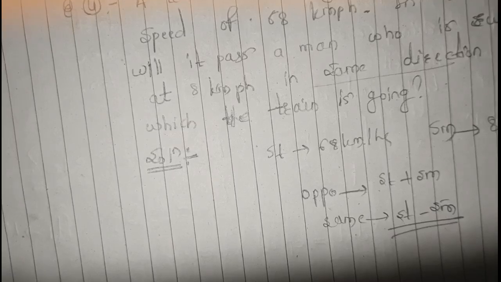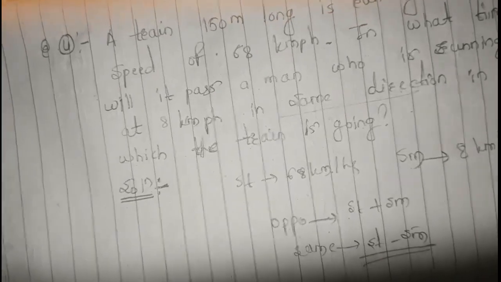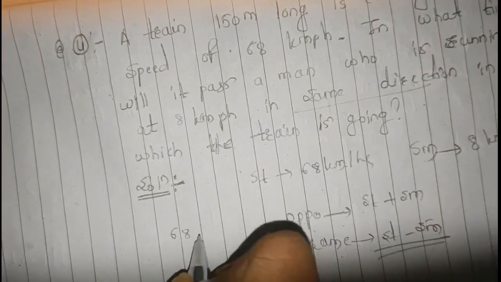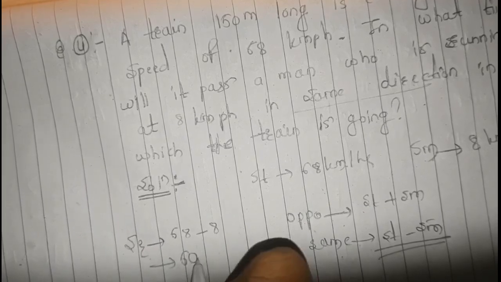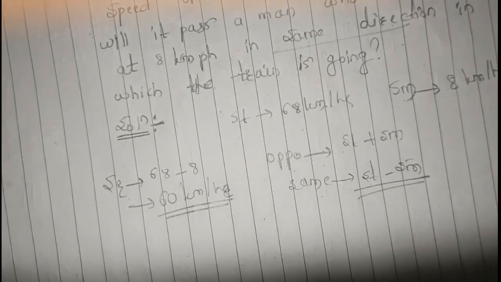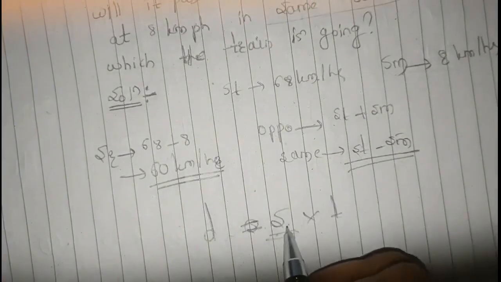Now here, as the speed of the train is 68 and the speed of the man is 8, our relative speed would be 60 km/h. And why do we need this? To find out the time taken by them to cross each other. It would be distance equals speed into time. Here this speed is nothing but the relative speed, and this is the distance.